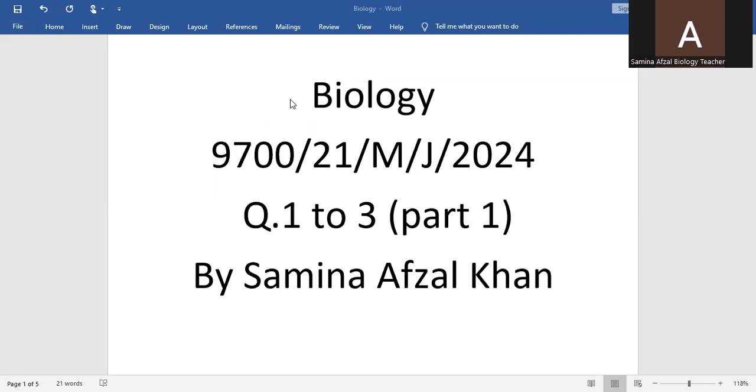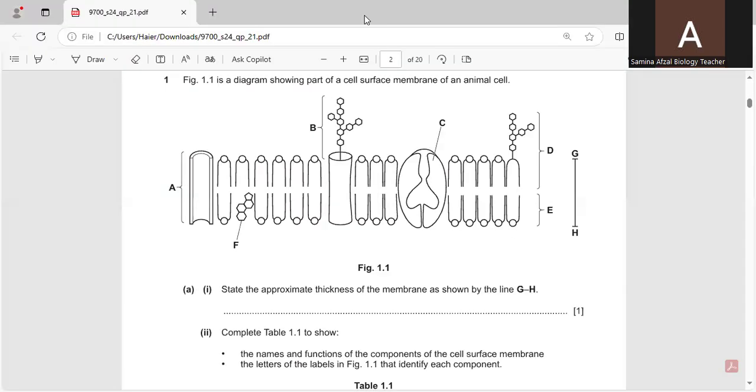Question number 1: Figure 1.1 is a diagram showing part of the cell surface membrane of an animal cell. You can see it is labeled with A, B, C, D, E, F, G, H. State the approximate thickness of the membrane as shown by the line G to H. You know, students, that the thickness of the cell surface membrane in animal cells is about 7 nanometers.